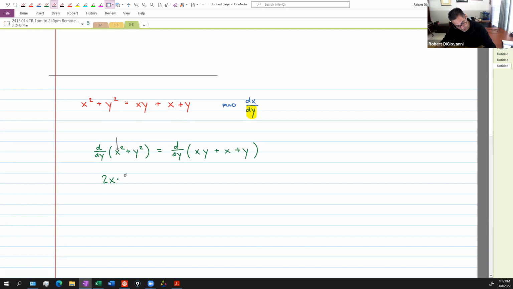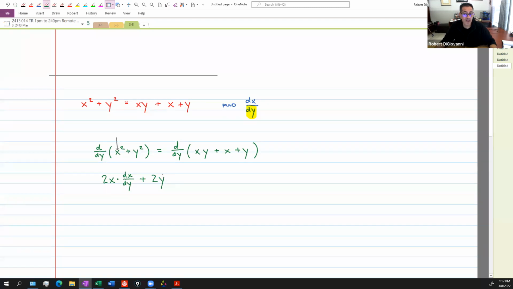That's the derivative, I'll do it in green. That is the derivative of x with respect to y, which is not 1, right? It's just something. It's actually what we're looking for. So we're glad to see it, right? It appeared. You want to keep going? And then plus 2y.